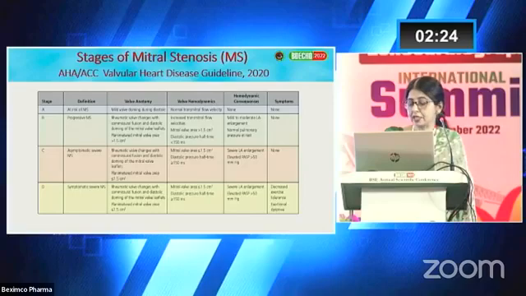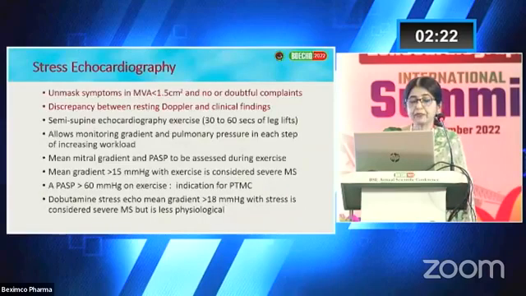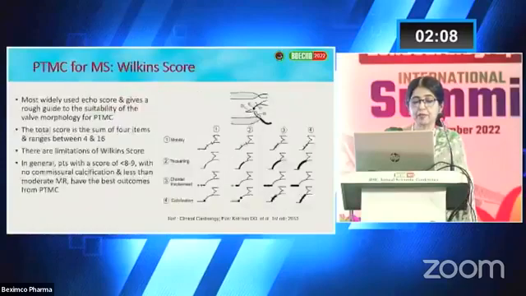Doppler parameters are the same in two guidelines. When stress echocardiography is indicated, it is indicated to unmask symptoms when mitral valve area is less than 1.5 centimeters square and there are no or doubtful complaints, and when there is discrepancy between resting Doppler and clinical findings.